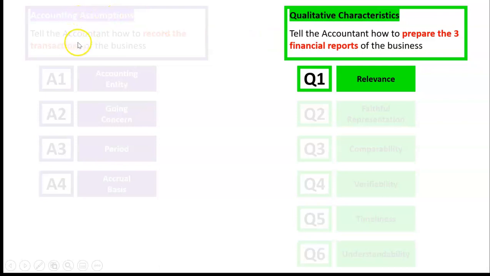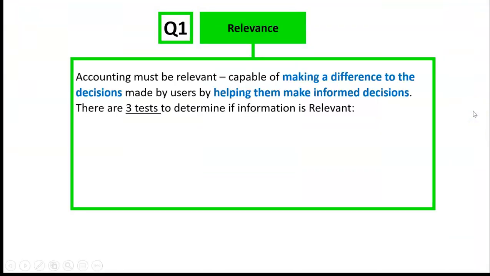Whereas with the accounting assumptions, that was more about how to record specific transactions. Should we record them? When should we record them? How much? Etc. This one's more about the reports. Should it go in the reports? So what is relevance about? Well, it basically says that accounting must be relevant.